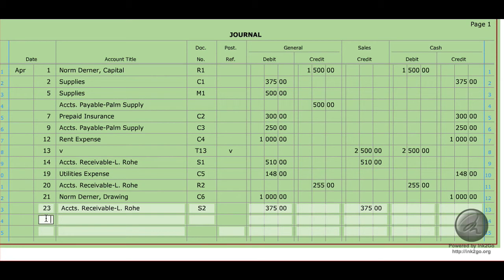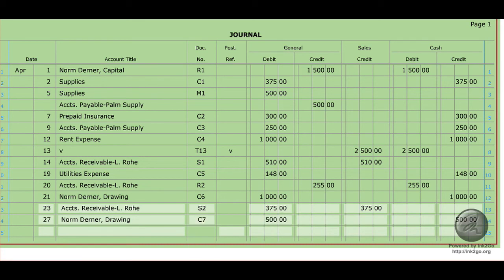On the 27th, we paid cash to owner for personal use, $500, C7. Norm Derner is our owner. We are taking money out, so we're going to use a drawing account. We took $500 out for personal use, so we know that our cash is being credited. So we're going to put $500 right here, and that must mean we have a general debit. The last step for this transaction is our C7, our document number.